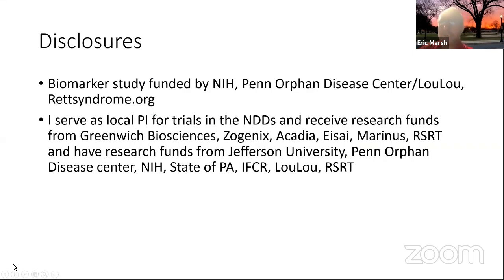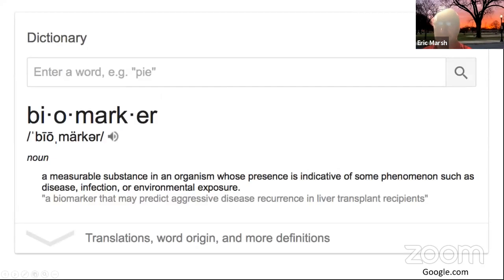Okay, so just disclosures that I do serve as a local PI of a bunch of things, but now to get to the substance of the matter. So what is a biomarker?